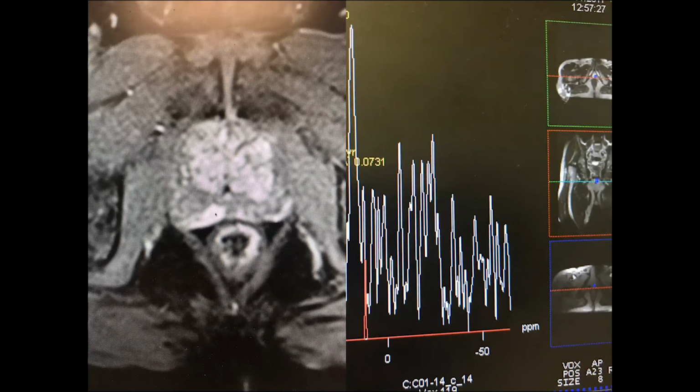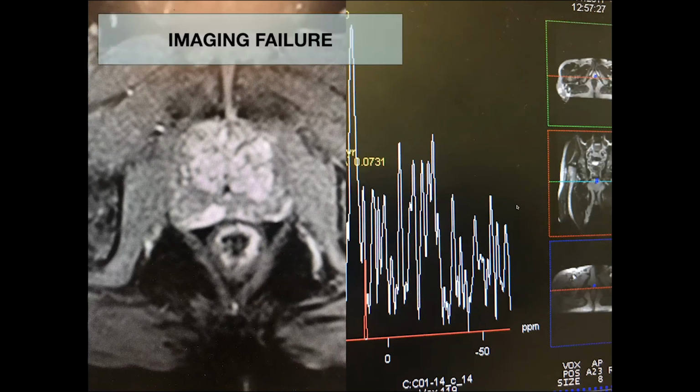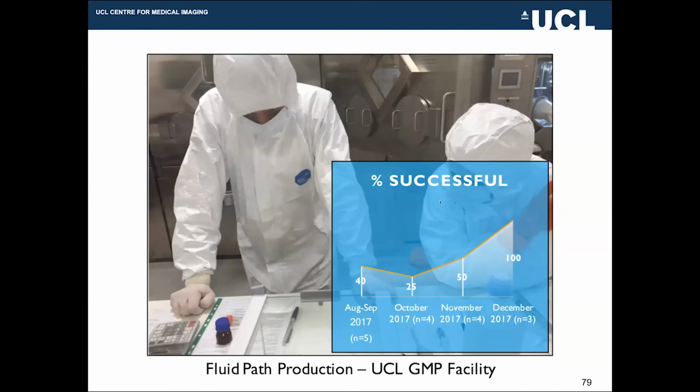And if you've been eagle-eyed, you've probably spotted where the failure was in this case, because here on the coronal image, there is the prostate, and we ended up imaging the penis. So there are various ways to fail. And that's part of the learning curve of getting things to work and improving the process.